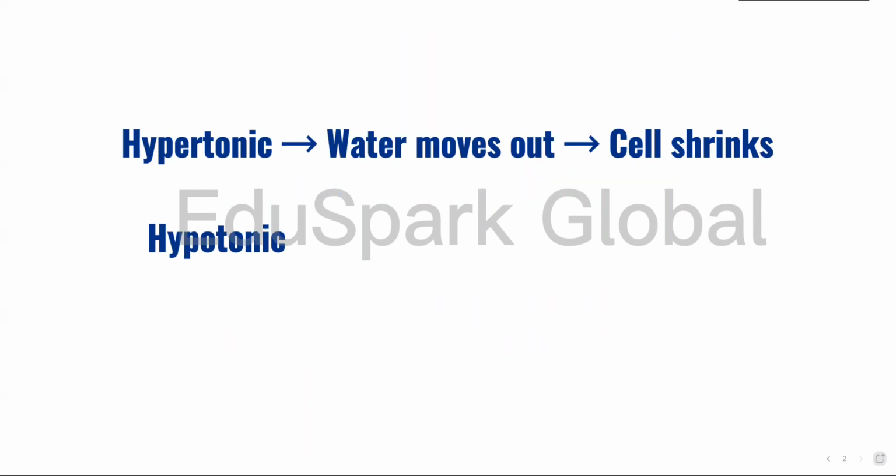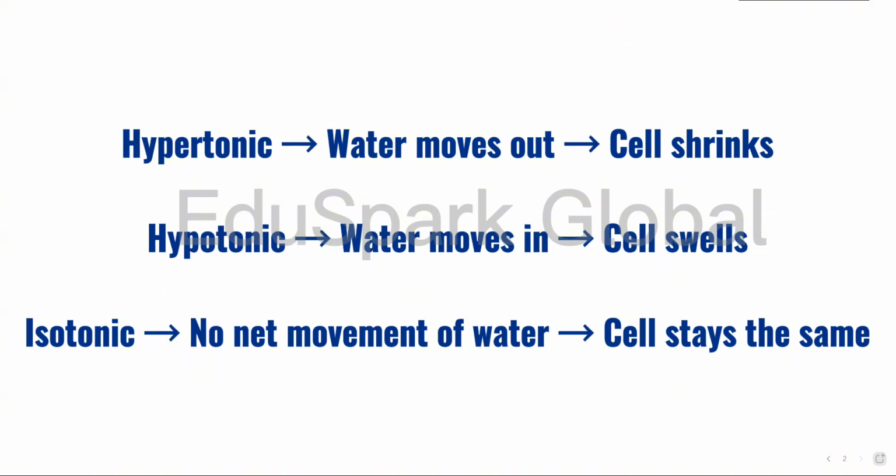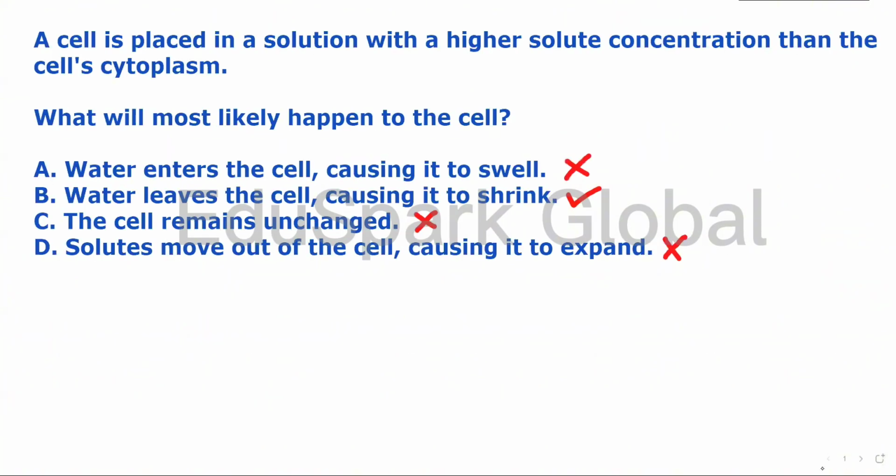So remember, hypertonic, water moves out, cell shrinks. Hypotonic, water moves in, cell swells. And then isotonic, no net movement of water. Cell stays the same. So this is the reason why B is the most correct answer to this question.